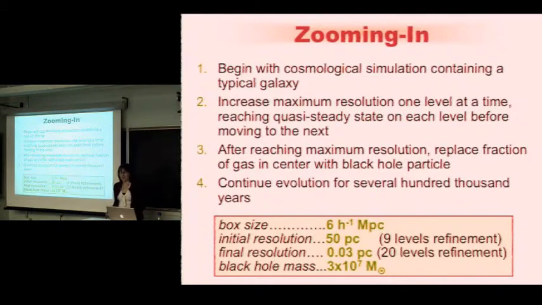And then after we reach the maximum resolution, we actually replace a fraction of the gas in the center with a black hole particle, just to sort of trace where the center is. But this black hole particle actually isn't doing anything at the moment. Our galaxy at this stage of its evolution is so gas-rich, it's got so much gas in the center of the galaxy, that this particular black hole mass that we chose, 30 million solar masses, is negligible at our resolution. The gas dominates the gravity. And then we continue to evolve this simulation for several 100,000 years.